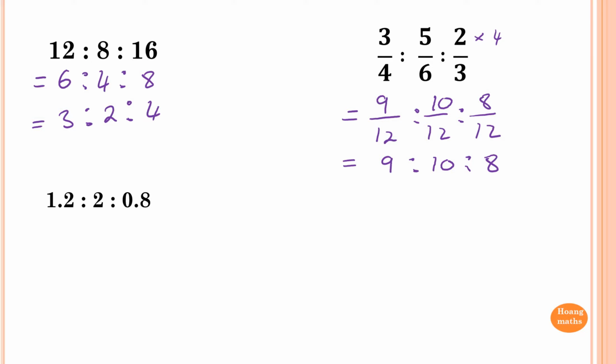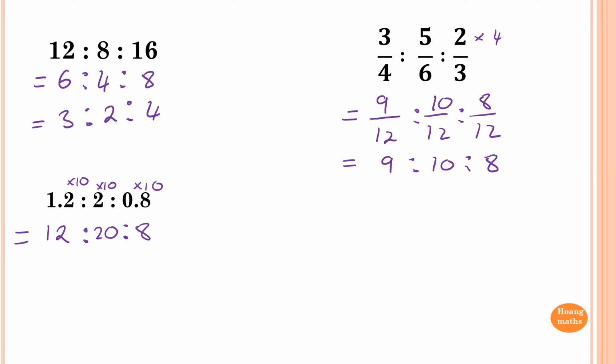This one here, now 1.2 to 2 to 0.8. The first thing I have to do is times everything by 10, because 1.2 times 10 gives me 12. So get rid of the decimal first. So I times each of those by 10. That means 1.2 times 10 is 12, 2 times 10 is 20, and 0.8 times 10 is 8.